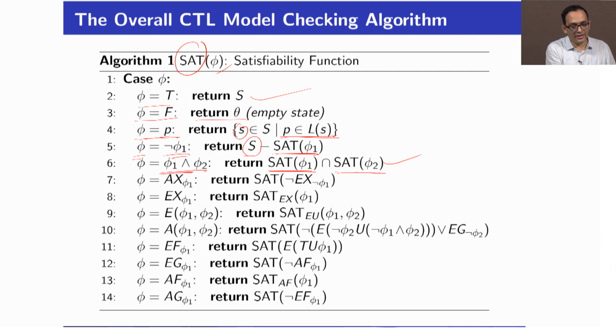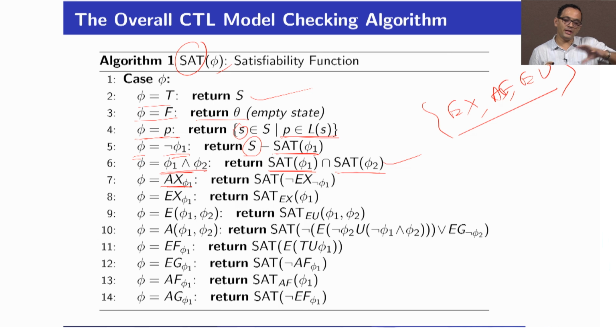Similarly, I have only taken Ex, Af, Ex phi and Eu. So this is my adequate set, and anything not in here, I will rewrite. Because Ax is not in my adequate set, I will write Ax in terms of Ex. So Ax phi 1 is basically nothing but not of Ex not phi 1.